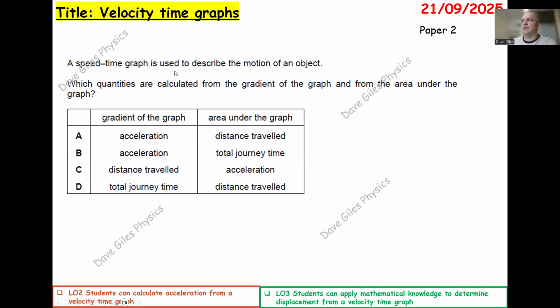So this is now paper 2, the extended paper. A speed time graph is used to describe the motion of an object. Which quantities are calculated from the gradient of the graph and from the area under the graph? The gradient of the graph gives us the acceleration. Now, I had only really talked about velocity time graphs, but if we're talking about speed instead of displacement, it'll be the scalar version of that, which is distance. So the answer is A.